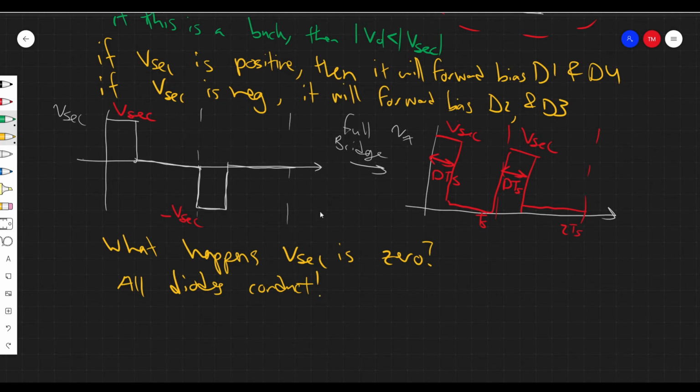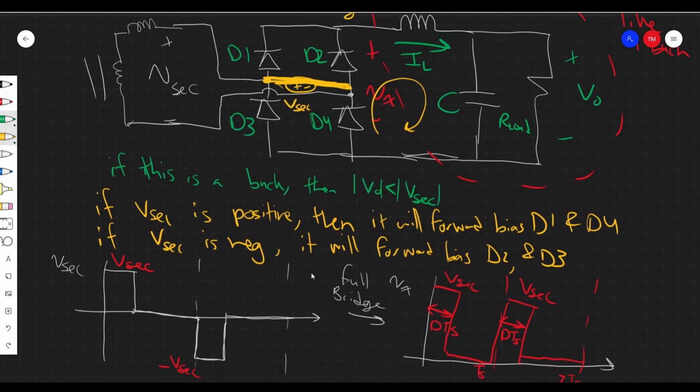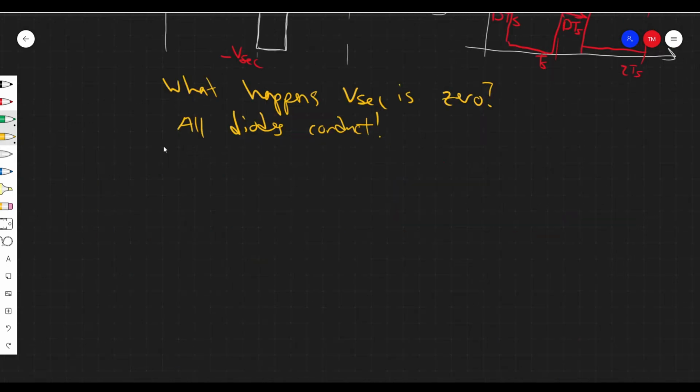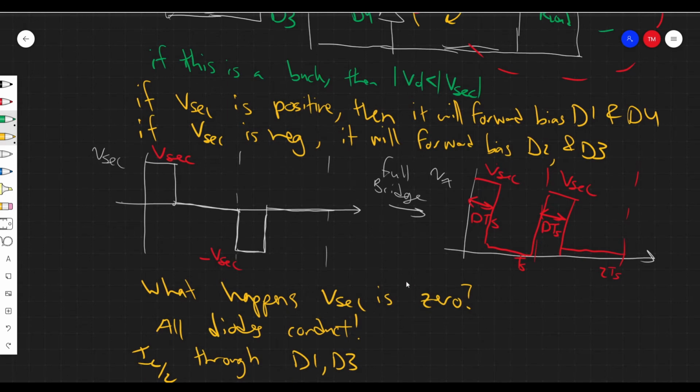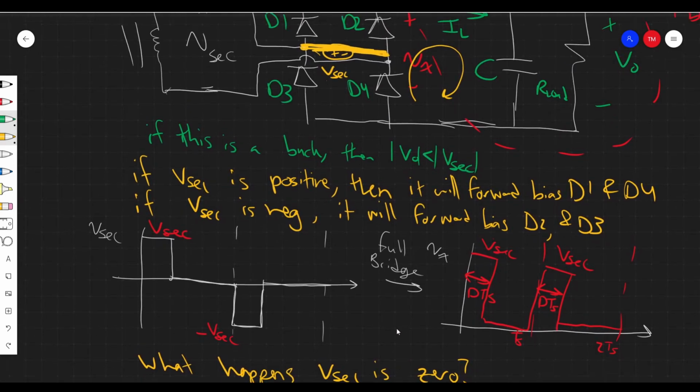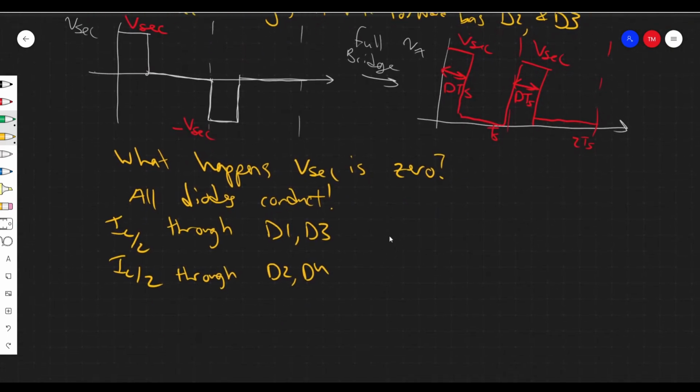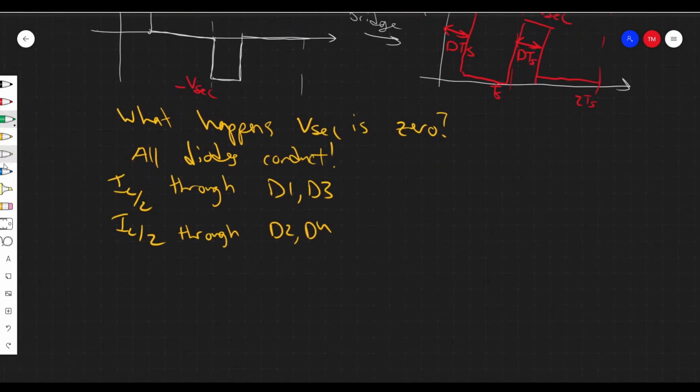And actually what happens, like maybe ideally what happens, is that the inductor current splits evenly between these two branches, right? So maybe half IL will flow through D1, D3, and half IL will flow through D2, D4. IL over 2 through D1, D3, and IL over 2 through D2, D4, right? That is what tends to happen. So there's a kind of special case when V secondary goes to 0, and that's kind of cool. So this is one rectifier we could have. Another rectifier is the full wave rectifier.